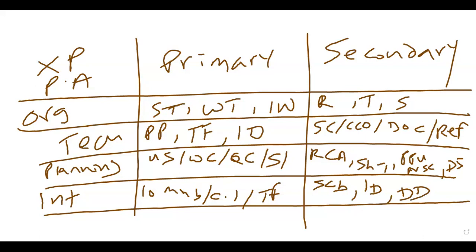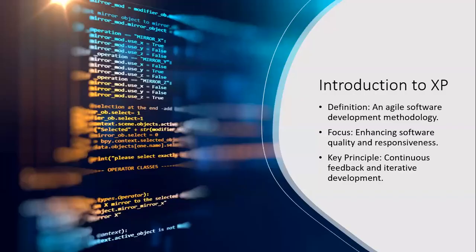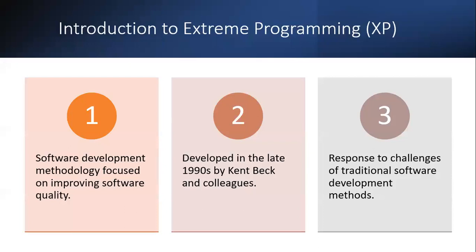Know that these primary and secondary practices are peculiar to XP in this set. They're used in other frameworks, but for XP, quite peculiar in terms of the whole set that you see on page 102. So we've told you that it's an agile software development methodology. The focus is on enhancing software quality and responsiveness, and the key principle is continuous feedback and iterative development. 3 main things: focused on improving quality, developed in the late 90s by Kent Beck and colleagues, and in response to challenges of traditional software development methods.